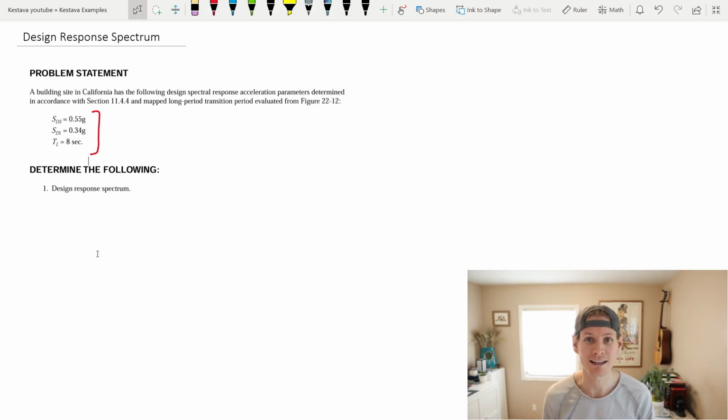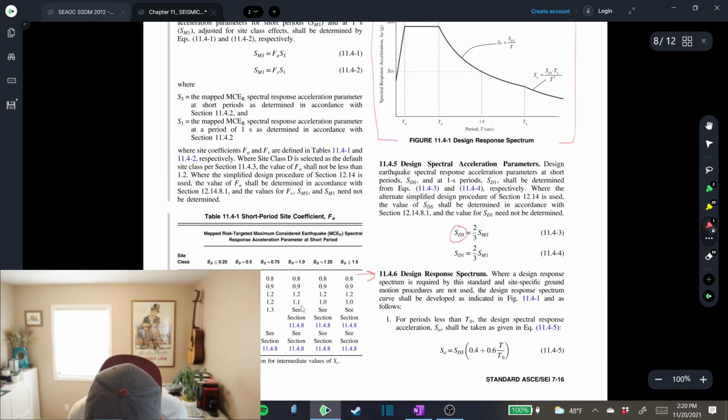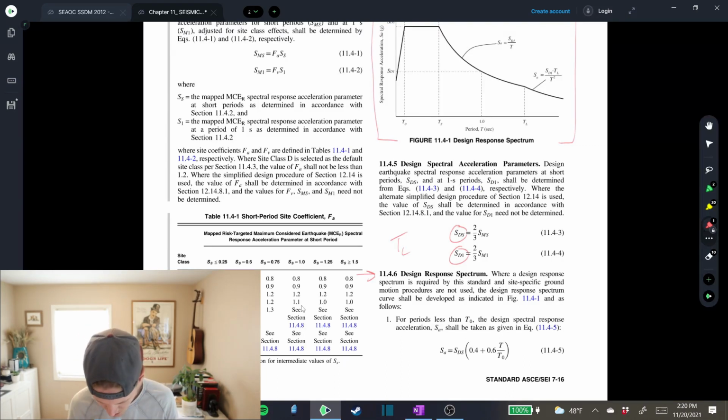Let's start this problem by heading into Chapter 11. I think it's Section 11.4 within the 7-16. We already have our SDS and our SD1 provided to us, and we also have our long period TL provided to us. So all that stuff is done, and we can move forward from there.